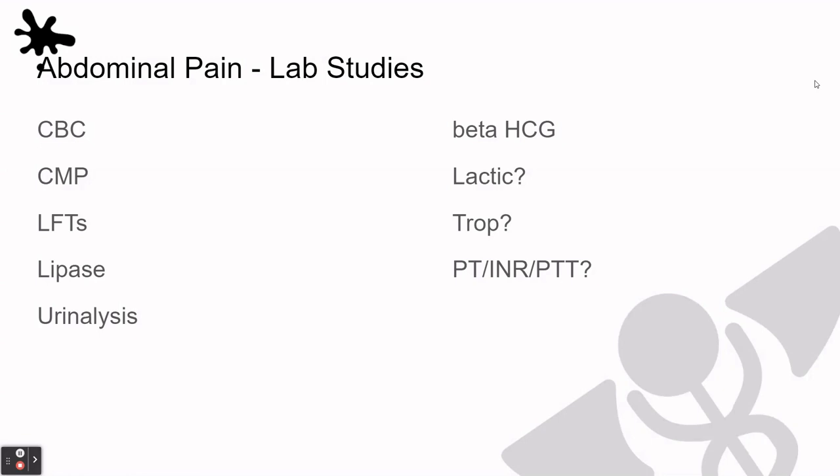Get a beta HCG, especially if they're a woman. Maybe you can lay off if they're a guy. Think about a lactate. Are you thinking about some kind of ischemia? This is a good way to get a sign of ischemia. On almost anyone that has epigastric pain, I will get a troponin, even if it's just one. On anyone old with just general abdominal pain, nausea, or vomiting, I will get a troponin. PT/INR, PTT, again, if it's applicable, just at least think about it.